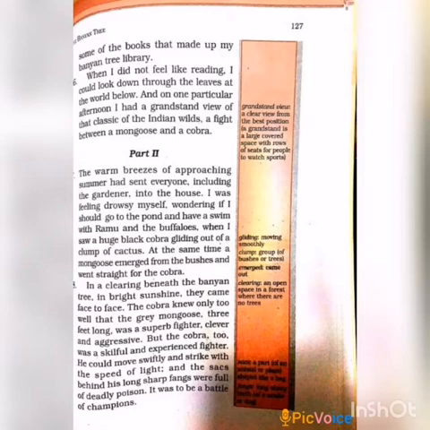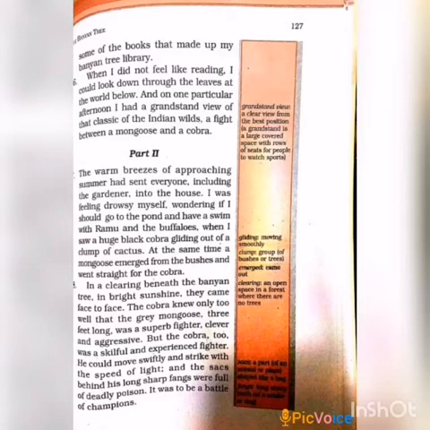So when I saw the huge black cobra out of the clump of the cactus tree, at the same time the mongoose emerged from the bushes. So now there are two champions. Who are they? The snake and the mongoose. Point number 8.